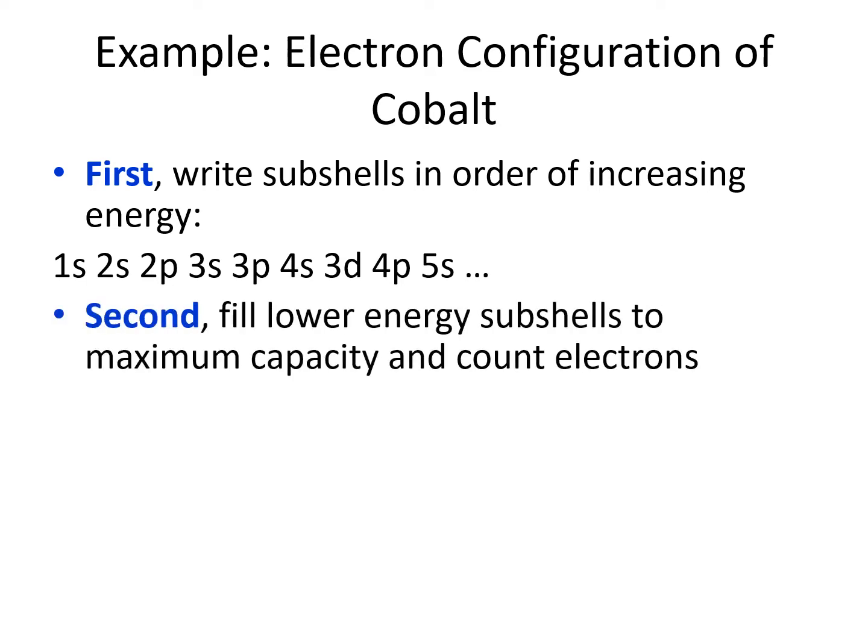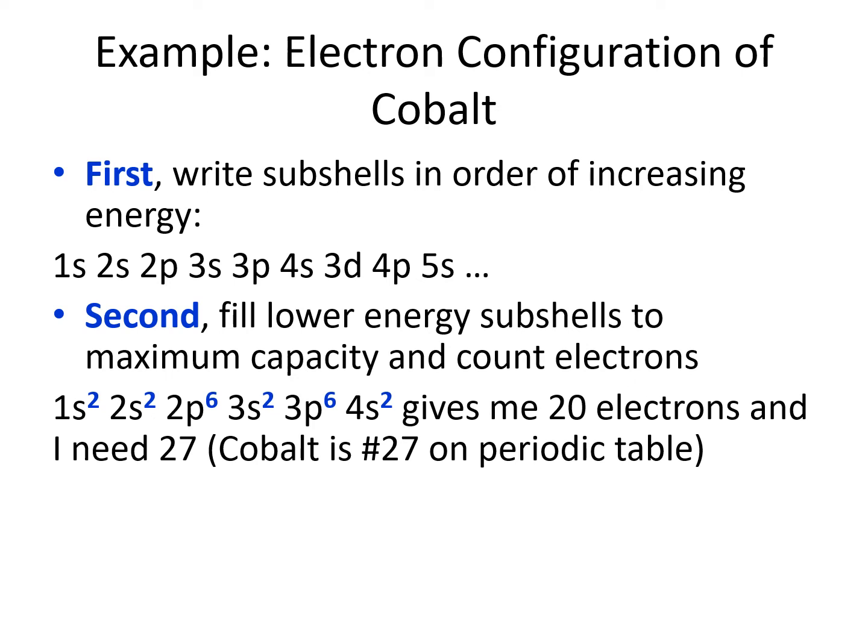Second, we fill in the lower energy orbitals to their max. We put superscripts of 2 on all of the s subshells and superscripts of 6 on all the p subshells. If there were d's, we would put a superscript of 10, and if there were f's, we would put a superscript of 14. We keep count as we put each of them in, so we make sure not to put in more than the element number. Once we have filled up to 4s2, we count that our total is 20 electrons filled in so far. Since cobalt is element number 27, we need 27 to be our total.